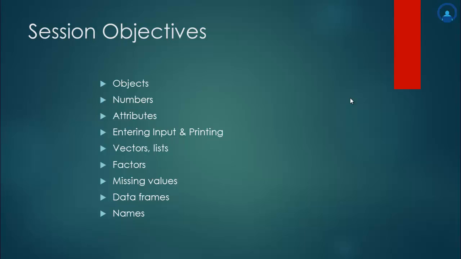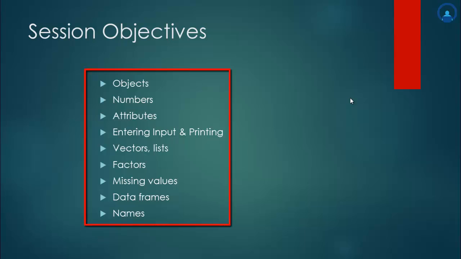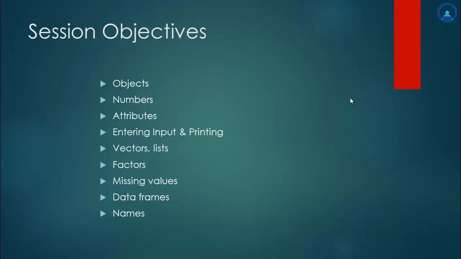The first thing we will be seeing in R is objects. Next will be numbers, attributes, entering input and printing outputs, vectors, lists, factors, missing values, data frames, and names. We will see in detail about all these in this session.